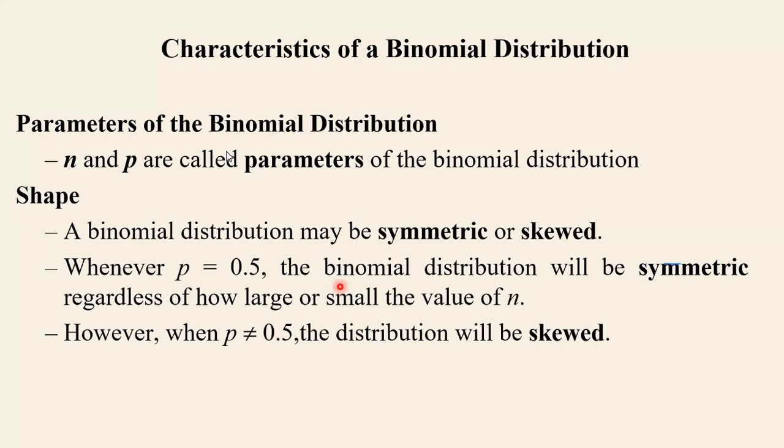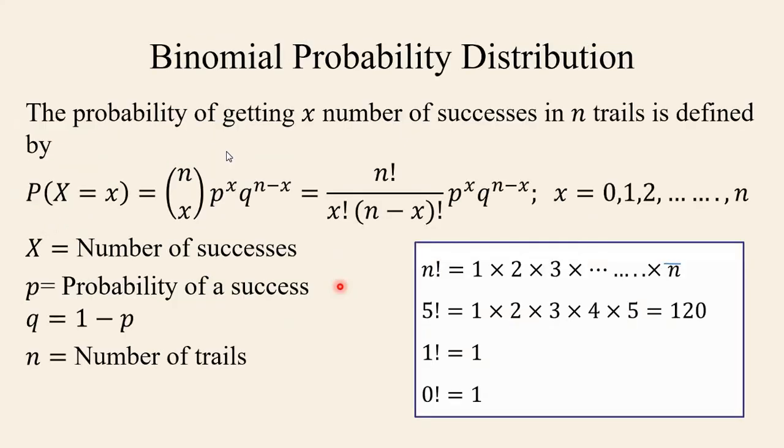Then some characteristics of a binomial distribution, the parameters of the binomial distribution. If we want to calculate the probability of getting x successes, we have to know n and p. If n and p are known, then we can apply this formula to calculate. Here, n is the number of trials and p is the probability of success.